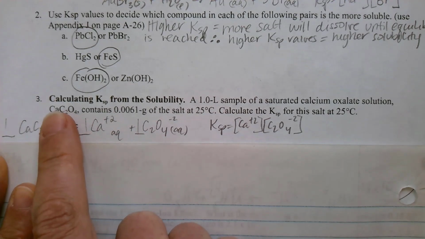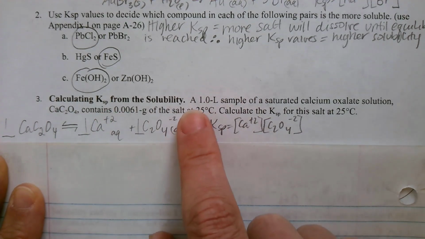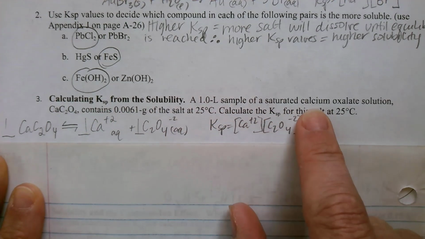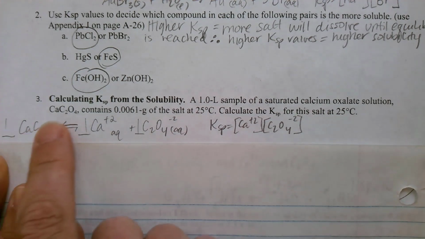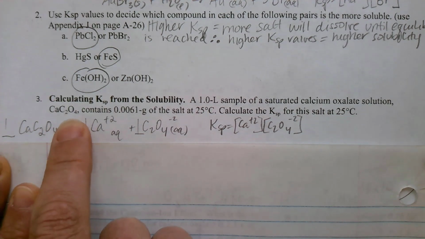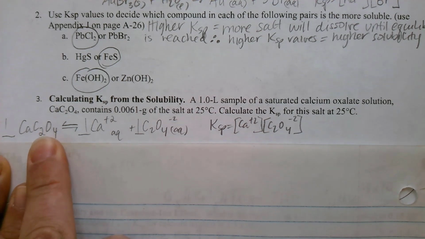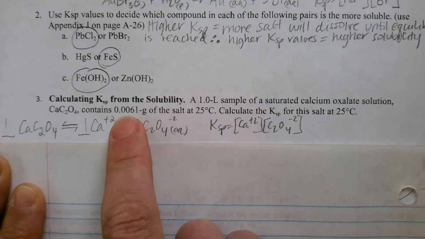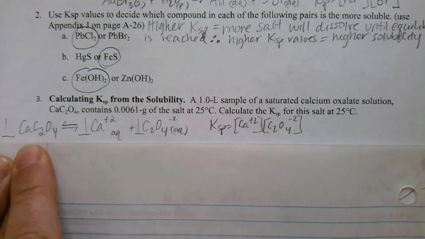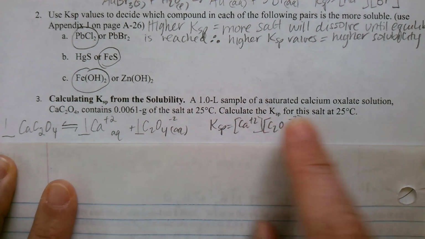For number 3, we're going to calculate the Ksp from the solubility. So we have a 1 liter sample of a saturated calcium oxalate solution, CaC2O4, calcium oxalate. We know how many grams of the salt we have. We want to calculate the Ksp.